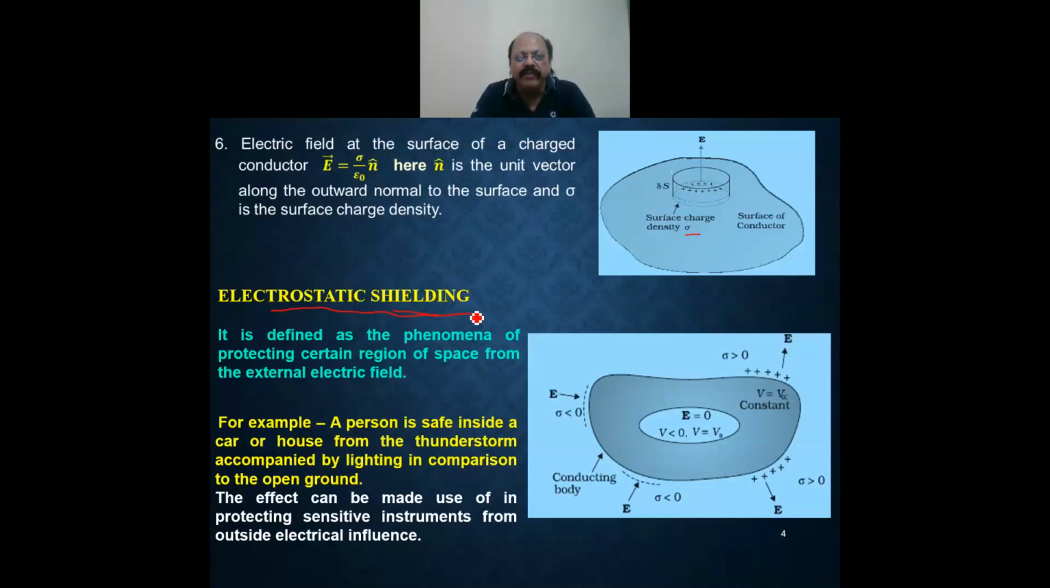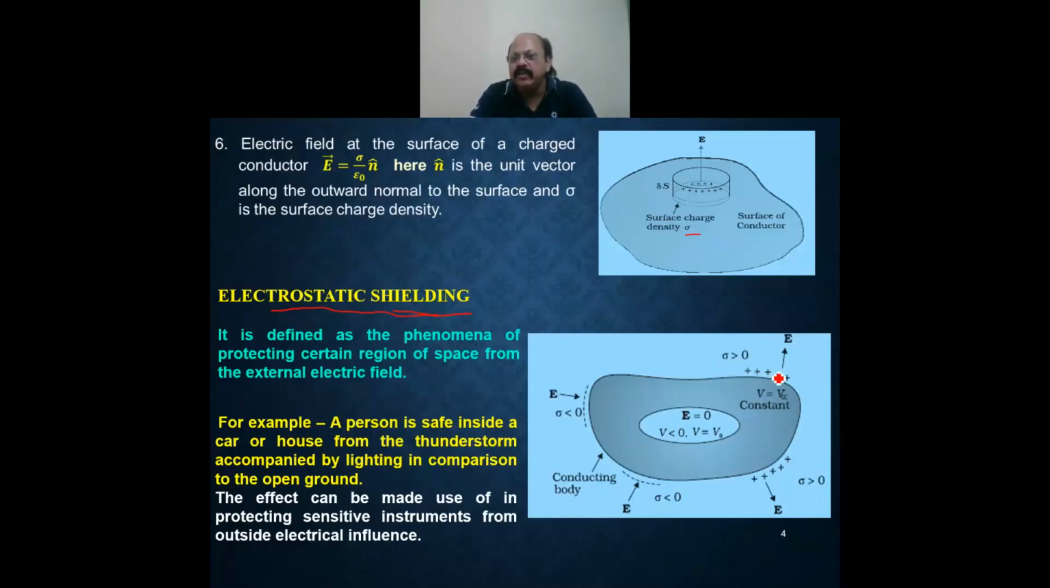then we say that he or she is safe from a thunderstorm accompanied by lightning in comparison to the open ground. And this concept we use for protecting very sensitive instruments in laboratories, so that the influence of the external electric field can be avoided. So you see that here we take a hollow conductor, and inside it the electric field is 0, but the potential remains constant inside and outside, throughout the conductor.